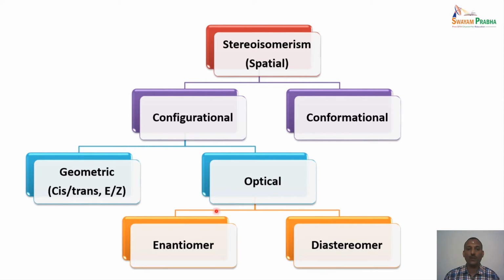And in the case of optical isomers, we have enantiomers and diastereomers. In this particular session, we will be studying about these enantiomers and diastereomers. And in the coming sessions, we will be studying about the geometric isomers, that is cis-trans or E-Z isomers.